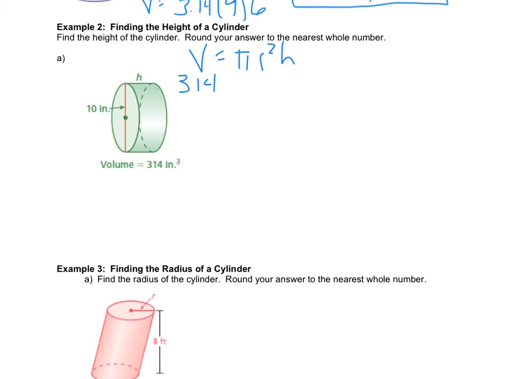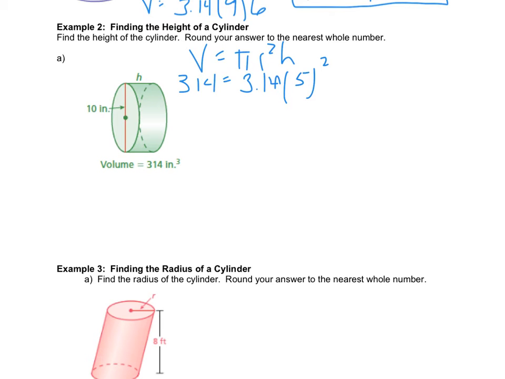314 cubic inches. Pi, let's use 3.14 again. Do we have the radius? Well, remember, I do have the radius if I do a little bit of work. This 10 is referring to the diameter, which is all the way across. So we know that the diameter becomes the radius by dividing by 2. So my radius is a 5.